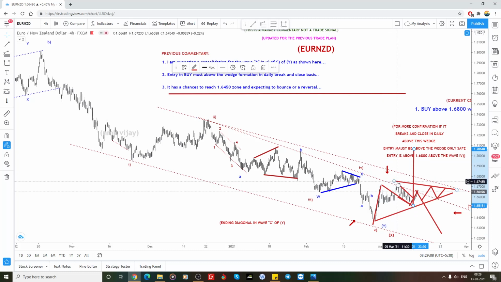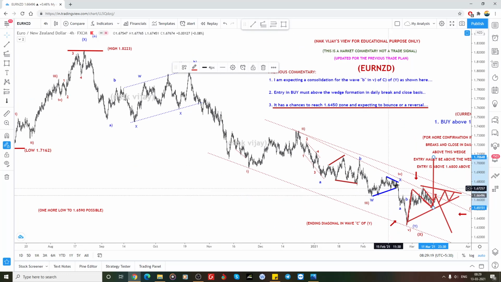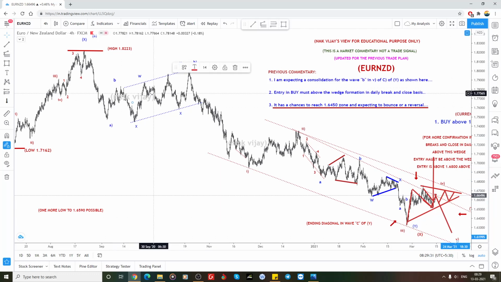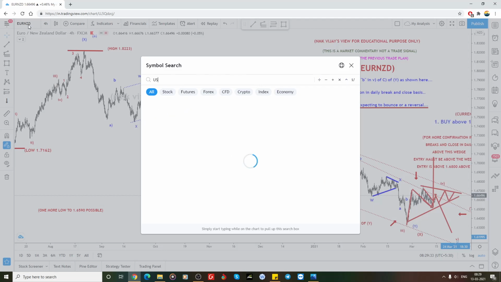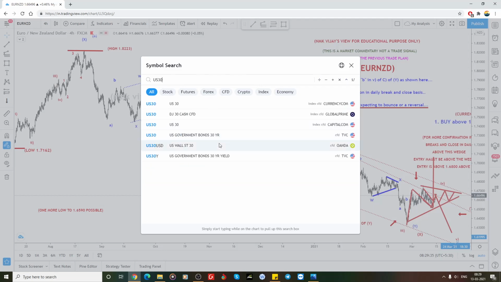One, it has to break the high of 1.675. After that, this channel also, this equidistant parallel channel, so it has to break this channel also. Then only we consider this as a third, fourth, and fifth already ended. And if it comes down, this could be considered as a fourth, and then one more wave to the fifth or the sixth one is also possible in the Euro New Zealand. So let's move on to US30.